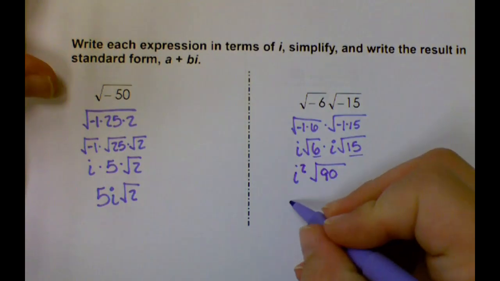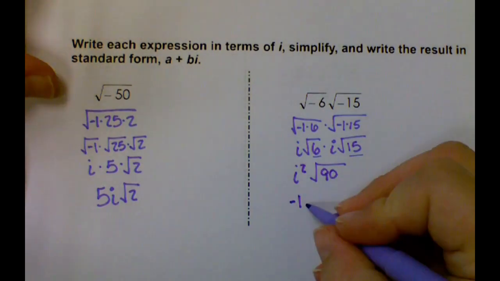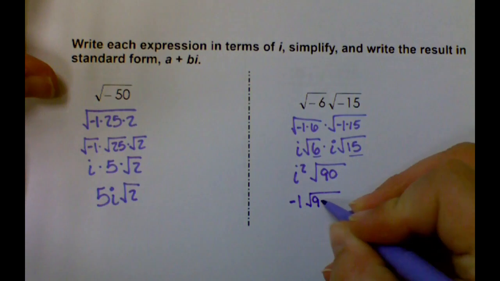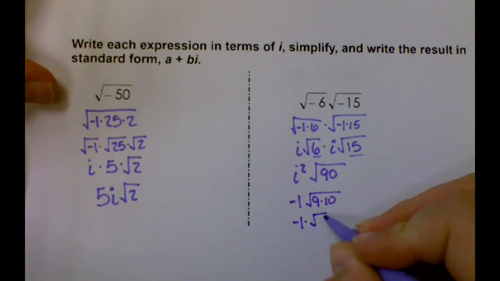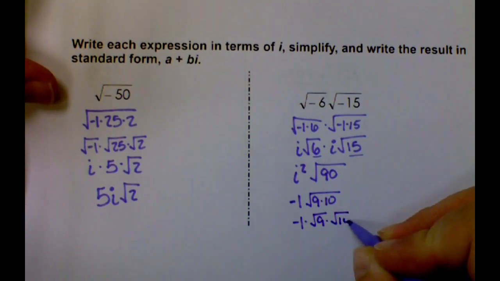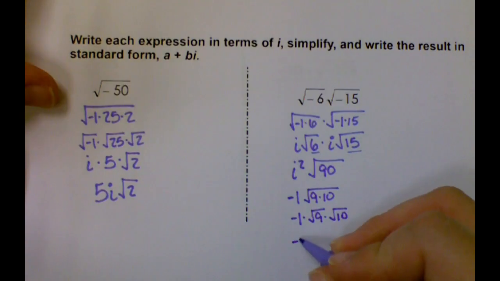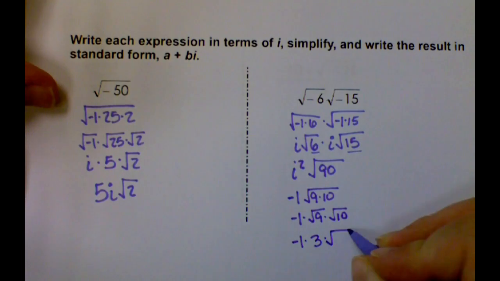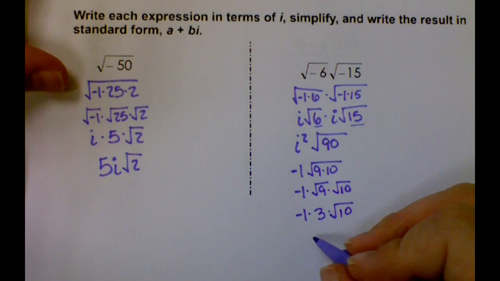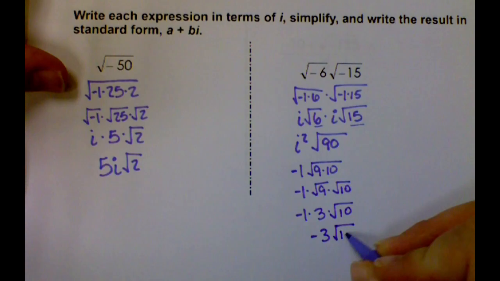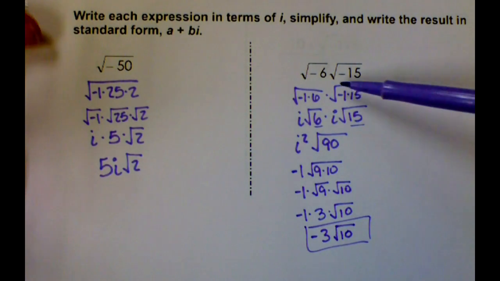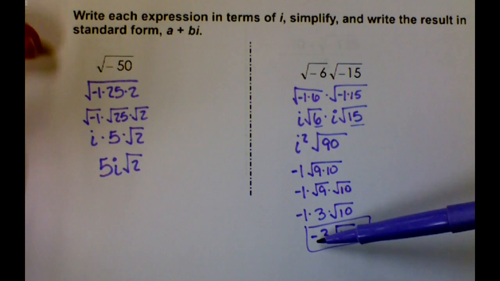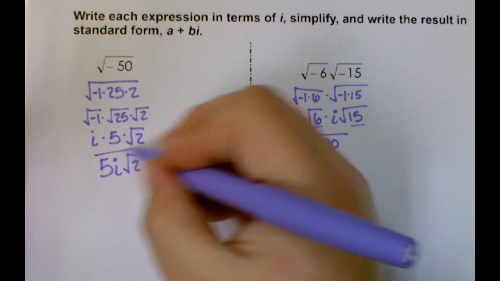Well, i squared is -1. The square root of 90 can be made into 9 times 10, which means I have -1 times the square root of 9 times the square root of 10, which is -1 times 3 times the square root of 10, or -3 square root of 10. Please be careful with that, because if you had tried to mash it together at first, you lose that negative. Let's put a box around this just for consistency.